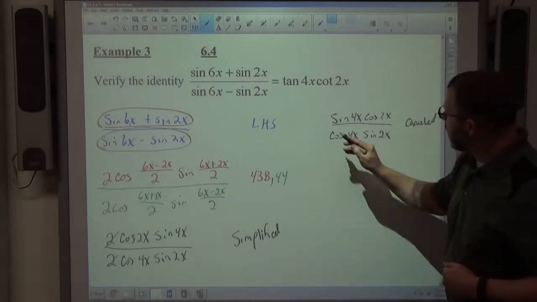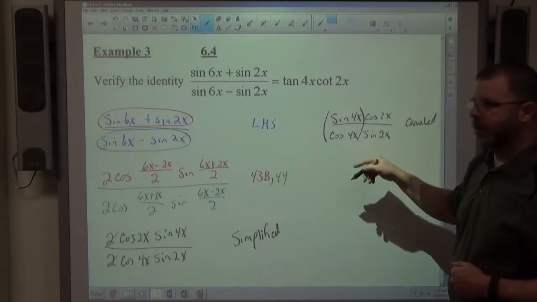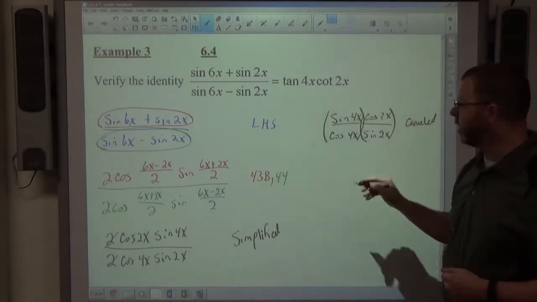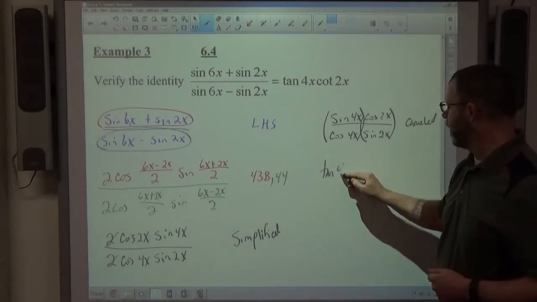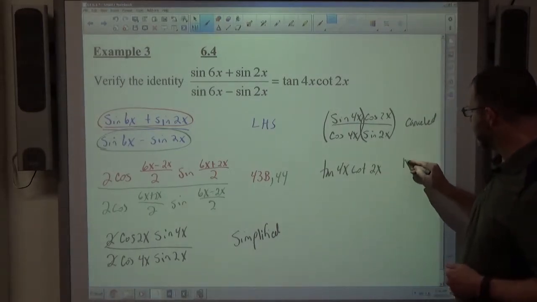All right. And what I want you to recognize here is that we have sine of 4x over cosine of 4x. That's tangent of 4x. Cosine over sine of 2x is going to be cotangent of 2x, what we're trying to get to, right? So tangent of 4x, cotangent of 2x. And that is by numbers 1 and 2.